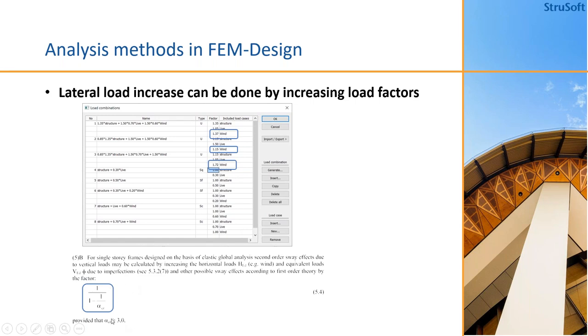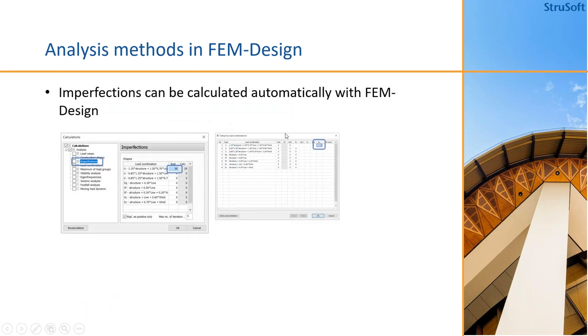Yeah. If the alpha critical is higher than 3. If it's lower than 3, then you have to run the nonlinear analysis. The imperfections, they are here. You have an imperfection analysis and you can calculate how many imperfections you want based on the buckling analysis. Of course, you first have to have a stability analysis and then you can apply these imperfections in your model.